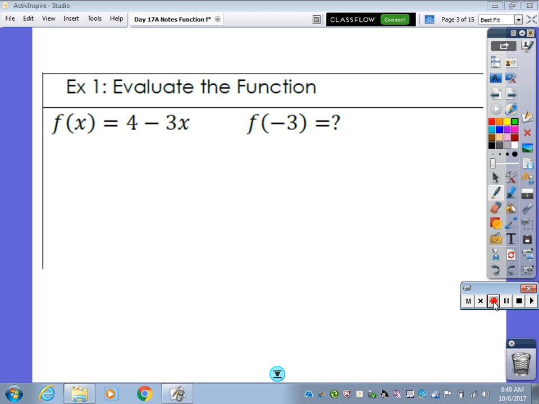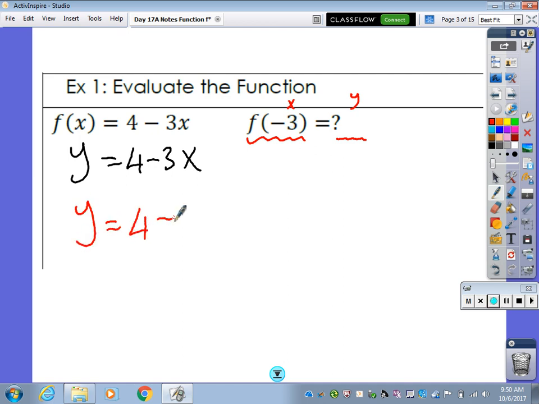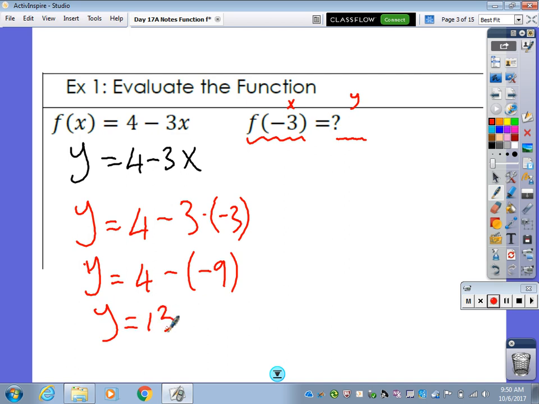Now let's look into evaluating functions. In order to evaluate functions, we will think of this function as y is equal to 4 minus 3x style. And in our example, f of negative 3 is being asked. In f of negative 3, this is the x value, and what we find will be the y value. We want to substitute the x value into the equation, and we will find the corresponding y value. If I substitute negative 3 for x, make sure to put parentheses around the negative when you substitute. Now I will have y is equal to 4 minus negative 9. Subtracting a negative is addition, so y would be equal to 13.